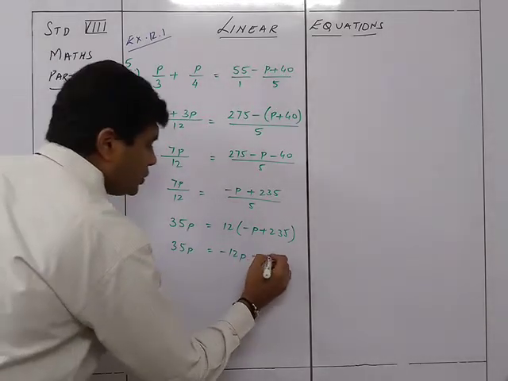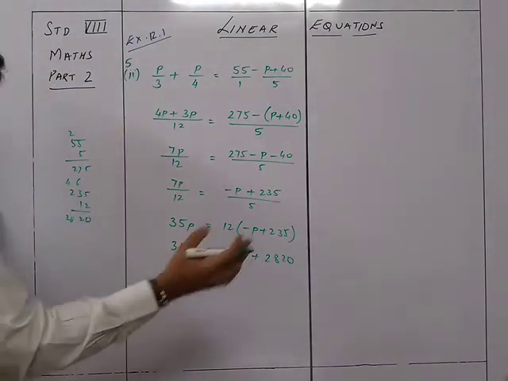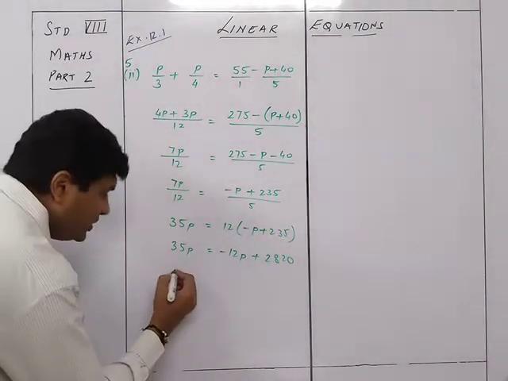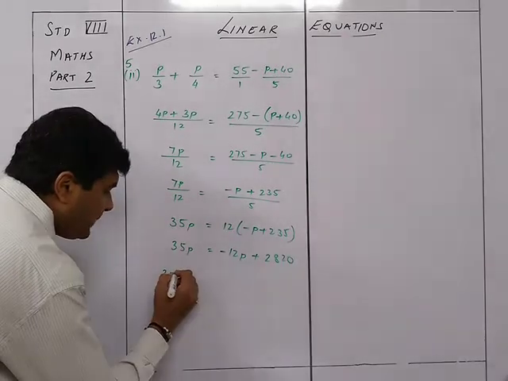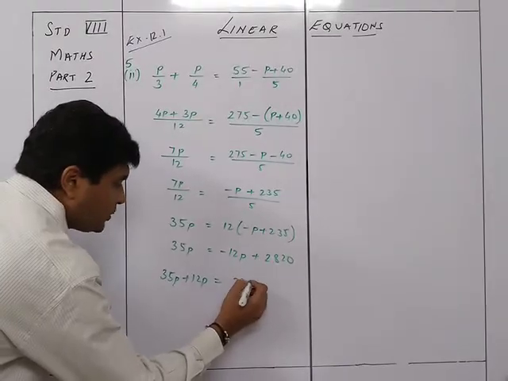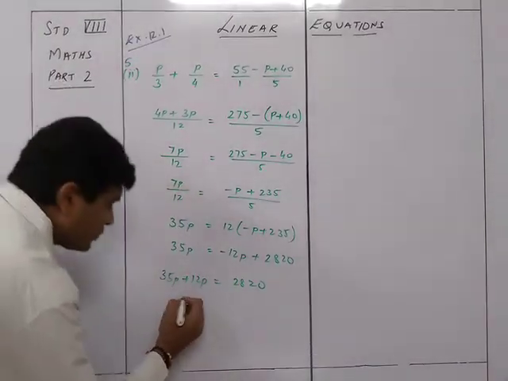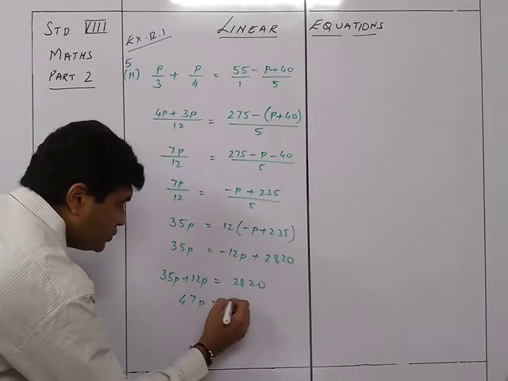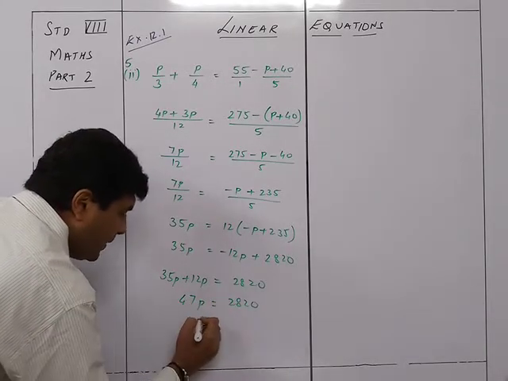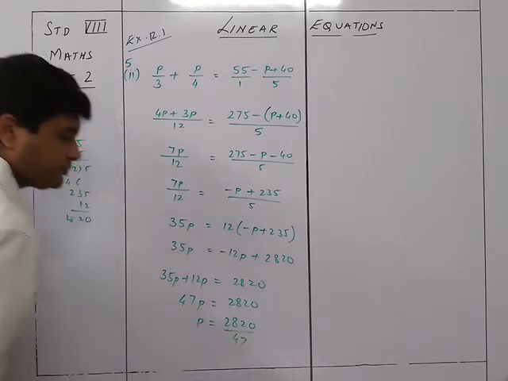So it will be 2820. Bringing this on this side, all the p's on one side and all the numbers on the other side. So it will be 35p plus 12p is equal to 2820. So this is nothing but 47p. So 47p is equal to 2820. p will be equal to 2820 upon 47.